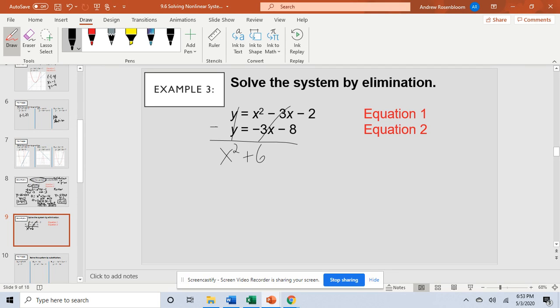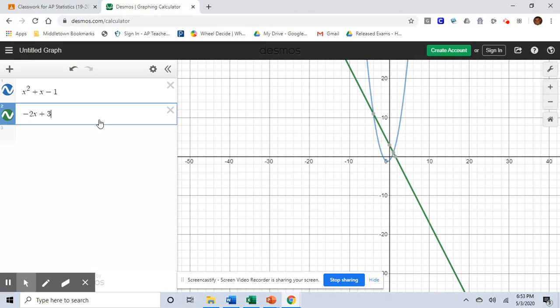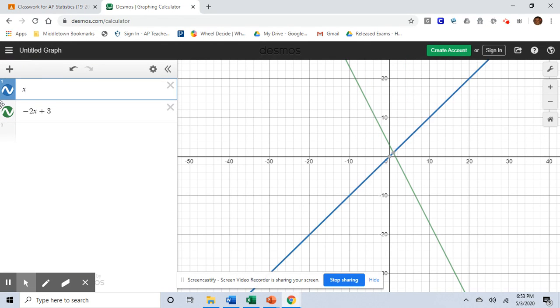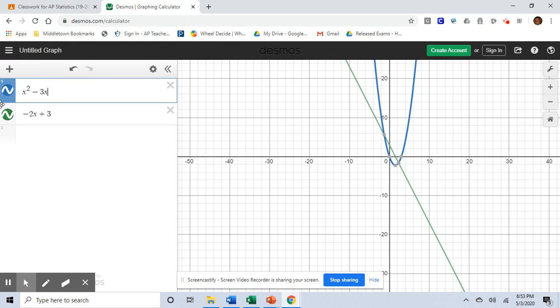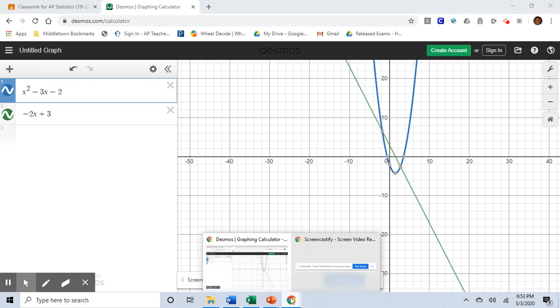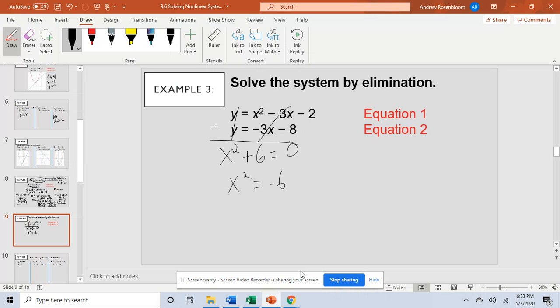So I end up getting x squared plus 6 is equal to 0. And then I can go ahead and solve that using square roots. So I'm going to get x squared is equal to -6. Let's take a look at what happens here. Let's graph these. y equals x squared minus 3x minus 2, and let's take a look at -3x minus 8.